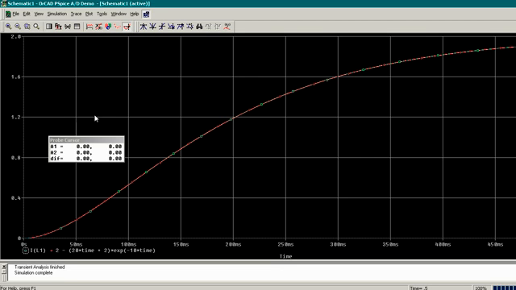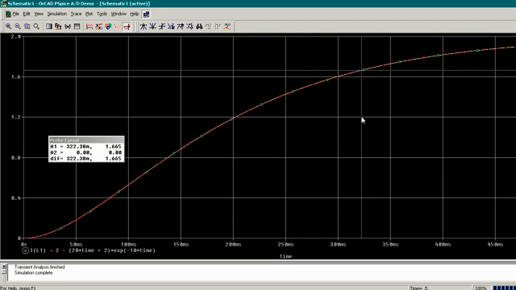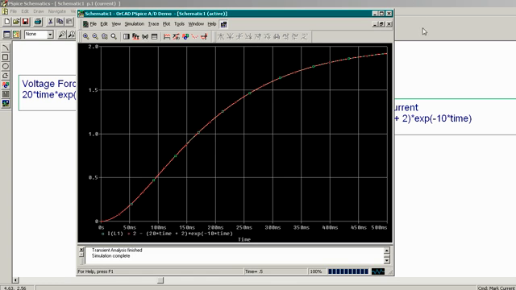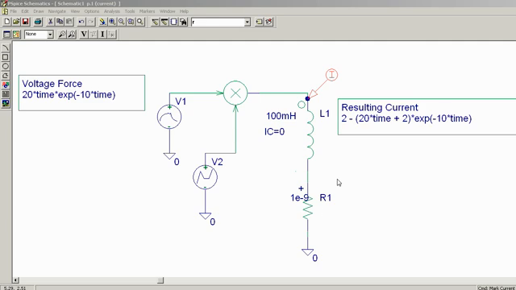So at every point we have verification there. So that will do it for our simulation part of this video, where we've verified that what we have on the board is actually the case.